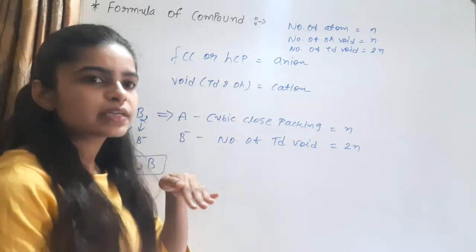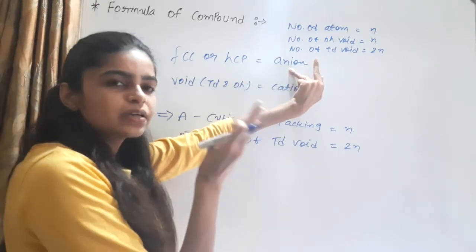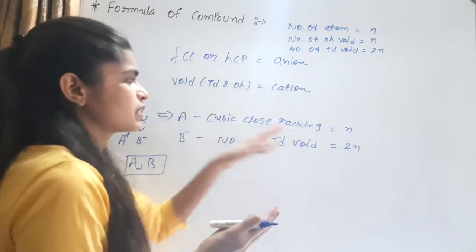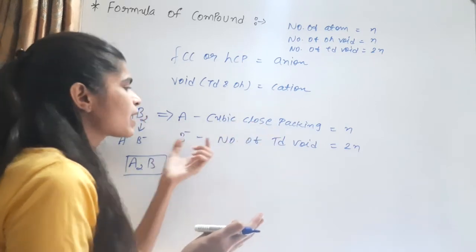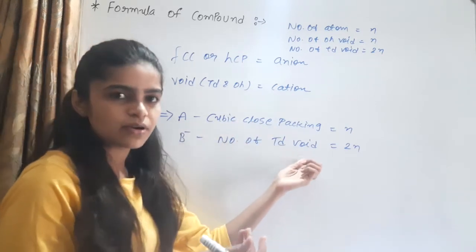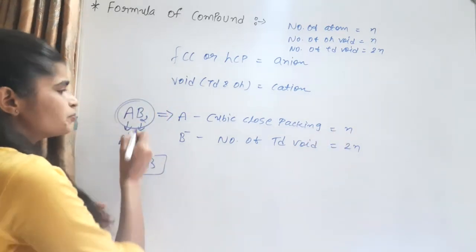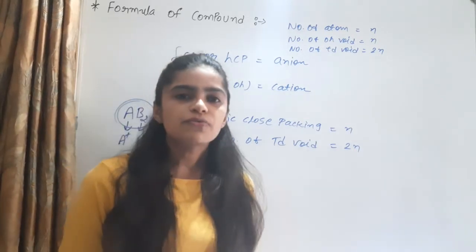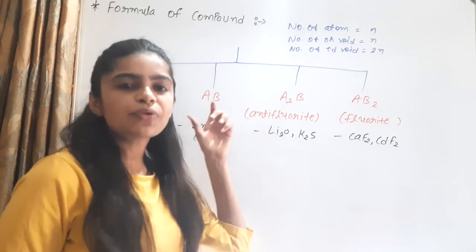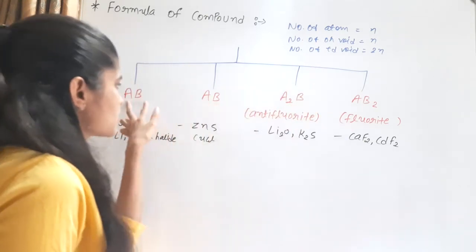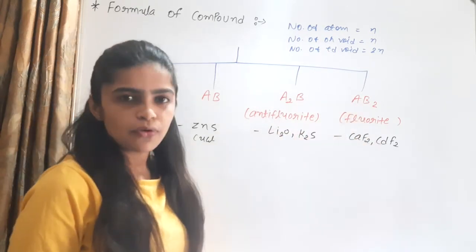But in other cases, FCC or HCP is equal to cation, meaning the cation adopts cubic close packing. Like this structure, A plus adopts cubic close packing and B minus occupies tetrahedral voids. So this is 2n and this is n. Its formula is AB2, and this structure is known as the fluoride structure. Previously we discussed how to find the formula: first AB simple, A2B antifluoride, and AB2 is known as the fluoride structure.